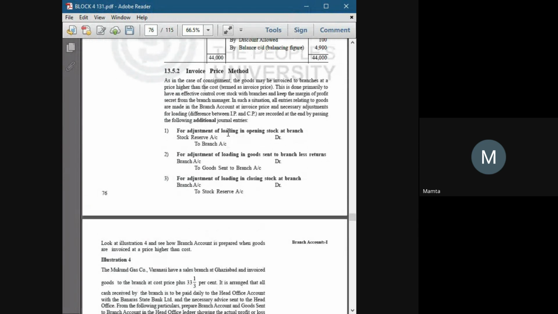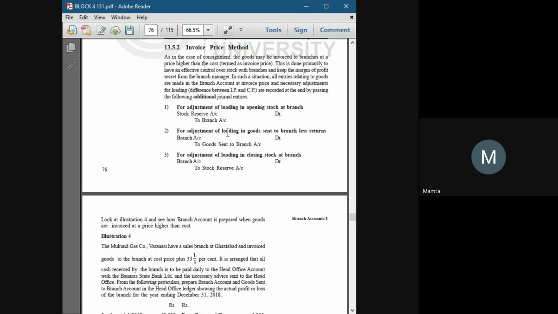Invoice price method. Okay. So in the last class, we discussed the branch account with the cost price method. Now we will be discussing the invoice price method. I hope you have dropped a message to that group, and without any further delay, we are just starting our class.